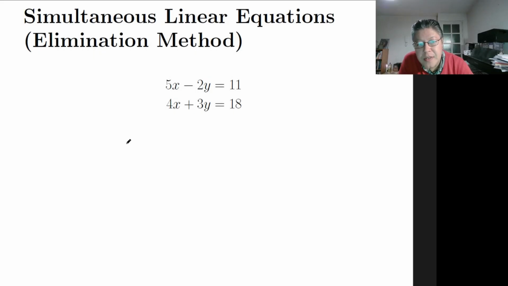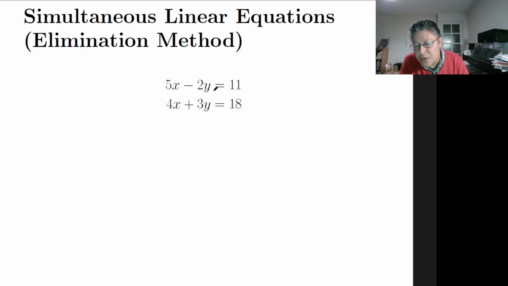Okay, so in this video I'll be demonstrating the elimination method to solve simultaneous linear equations. And we've got a pair of equations, 5x minus 2y equals 11 and 4x plus 3y equals 18. And in this method we want to make either the x's the same or the y's the same. That would be the first step.